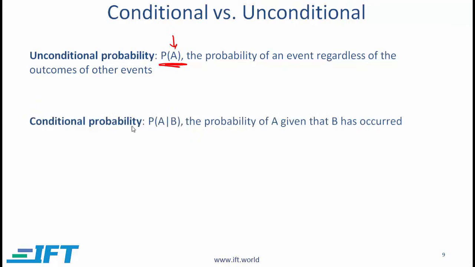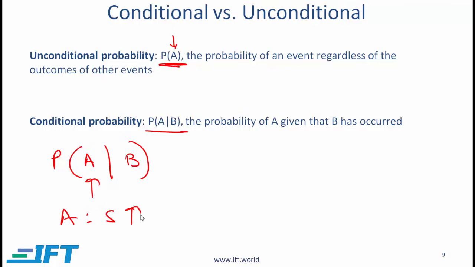A conditional probability is written like this. So we might say, what is the probability that the stock price will go up assuming interest rates go down? In this particular scenario, event A is that stock price goes up, and event B is that interest rates come down.